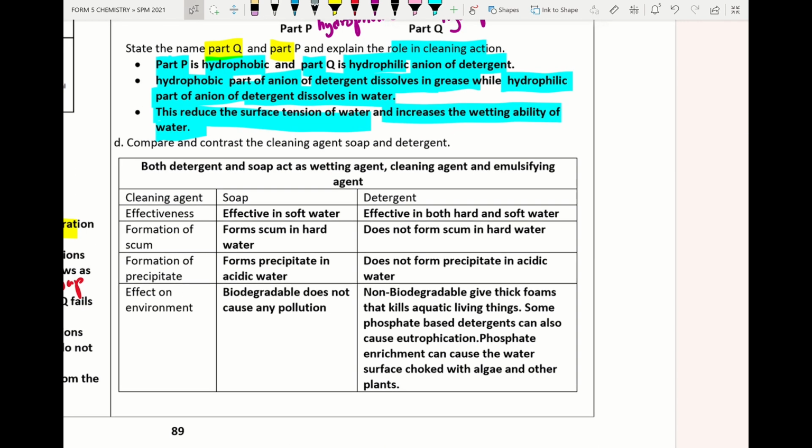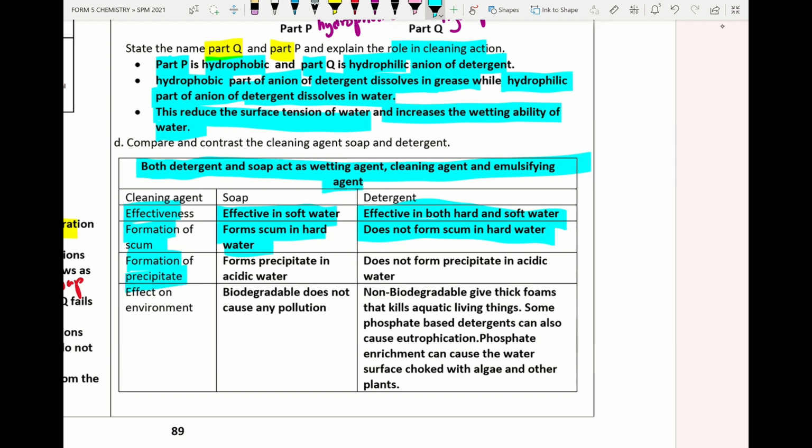Compare and contrast the cleaning action of soap and detergent. Please give one similarity. Both detergent and soap act as wetting agent, cleaning agent, emulsifying agent. Effectiveness: soap is effective in soft water, not effective in hard water and also acidic water. Detergent is effective in hard water, soft water and also acidic water. The formation of scum: soap forms scum in hard water, insoluble salt, but detergent does not form scum. Formation of precipitate: soap forms precipitate in acidic water, but detergent does not form precipitate in acidic water.